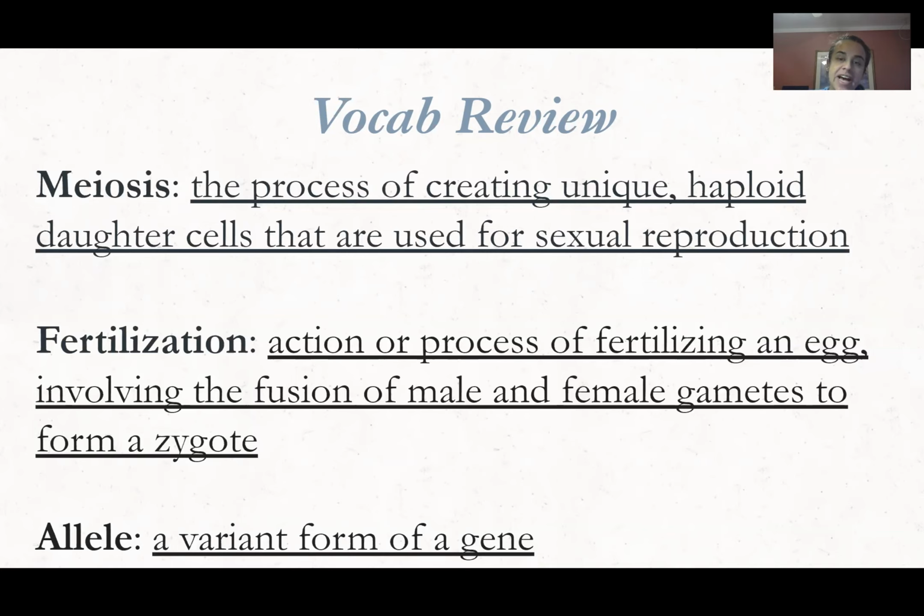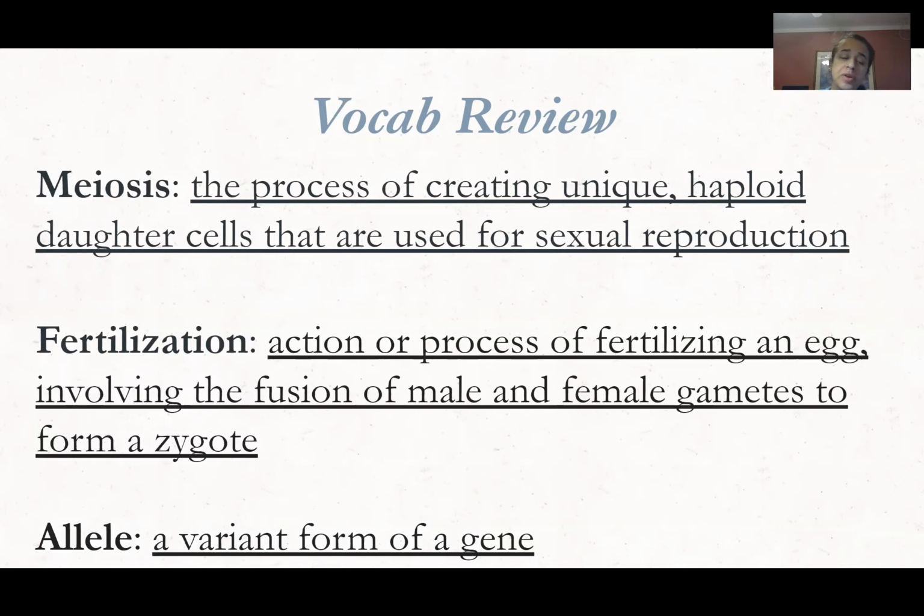And then fertilization is the action or process of fertilizing an egg involving the fusion of the male and female gametes to form a zygote. So zygote's a new word that is the beginning of a human embryo. So it's like the first step. Once the male and female gametes, so the male and female sex cells form, and once the process of meiosis, the products of meiosis fuse with each other, so the sperm fertilizes the egg, and if they do it correctly and everything lines up correctly that they're able to fertilize, then they form a zygote.